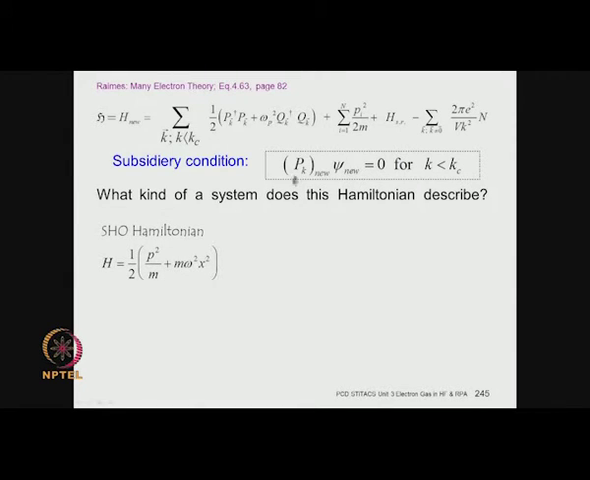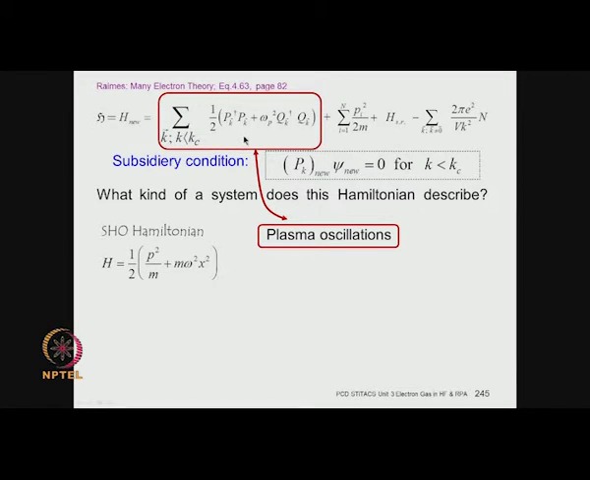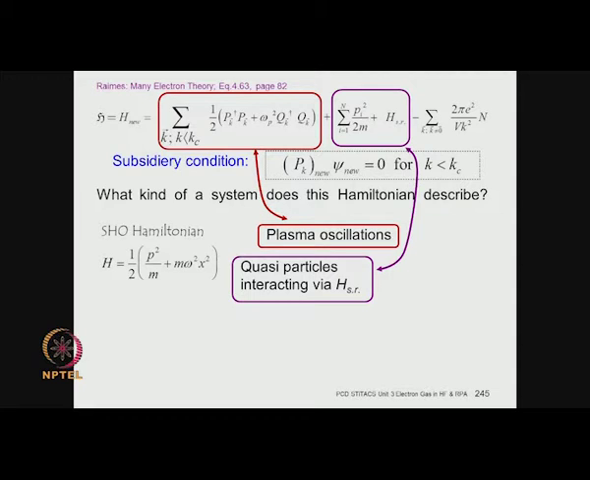So, you have got an oscillator which looks like the simple harmonic oscillator over here. This is the typical expression for the simple harmonic oscillator, and this represents essentially the plasma oscillations. So, their quanta are the plasmons that we talk about, okay. Then you have the short range interaction between these quasi particles, okay. So, this is like any other Hamiltonian. You have got a kinetic energy part plus a potential energy part, okay. It is of certain interaction.